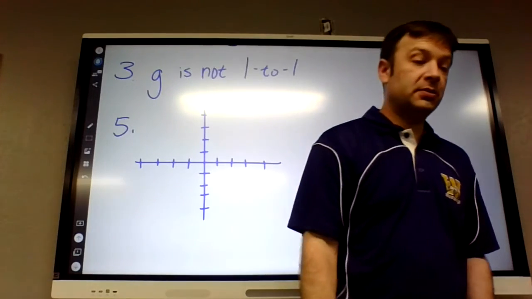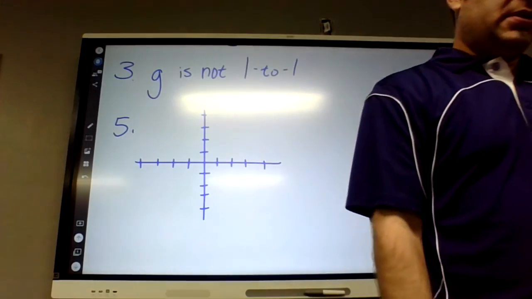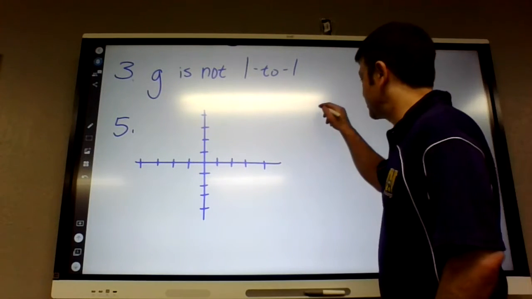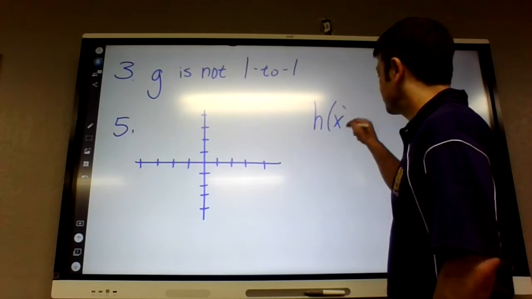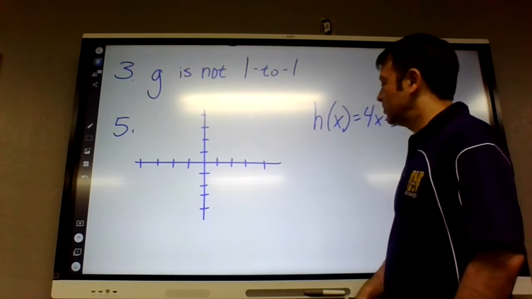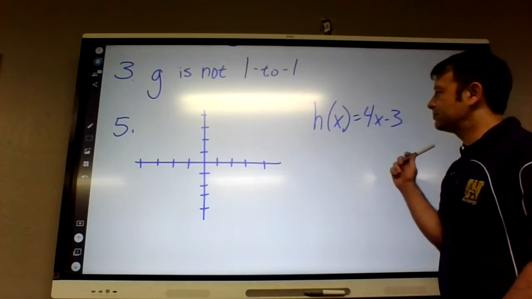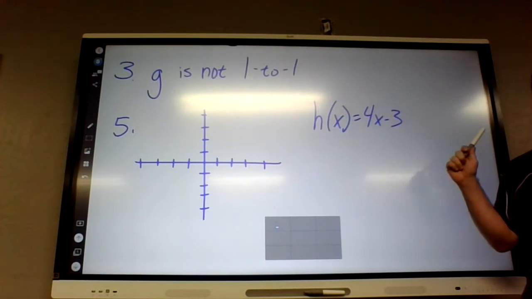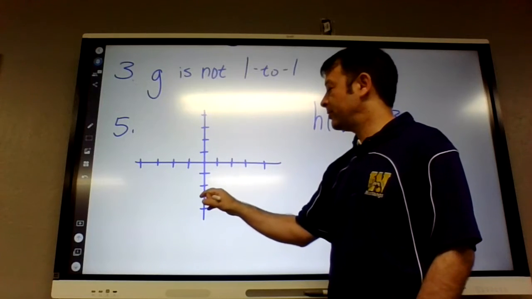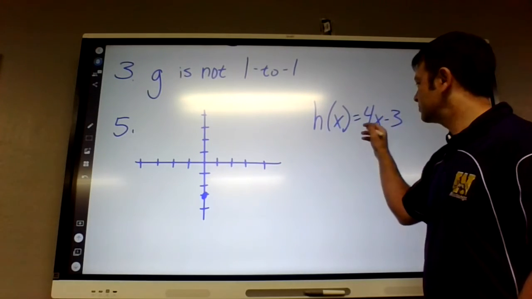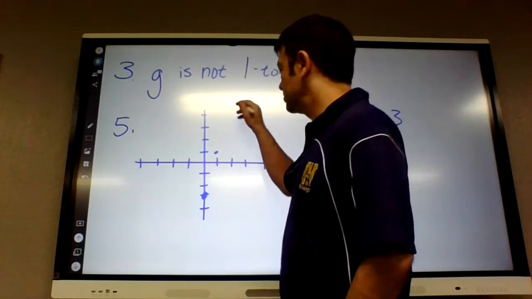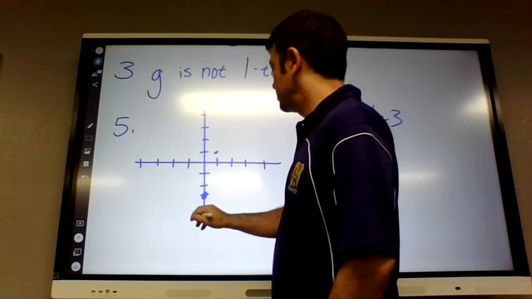All right. Sketch the graphs of h of x. How do we graph h of x equals 4x minus 3? Start where? Start down 3. Where do I go from there? Up 4 over 1.